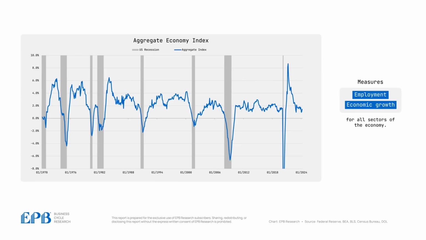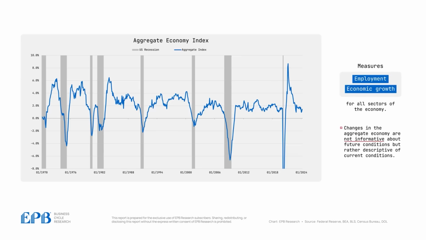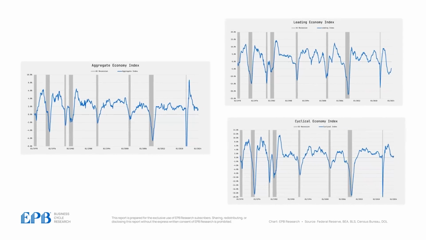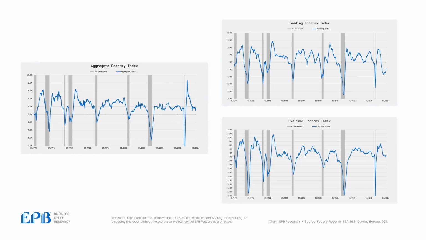Most often, the Federal Reserve, financial media, and market pundits focus on these aggregate economy indicators, but as our signaling system will show, changes in the aggregate economy are not informative about future conditions, but rather descriptive of current conditions. By monitoring a collection of leading, cyclical, and aggregate indicator baskets and studying their trends and growth rates, we are nearly assured that we'll be alerted to economic downturns before they occur and economic revivals before they arrive.